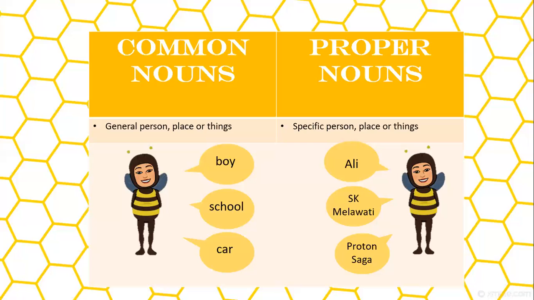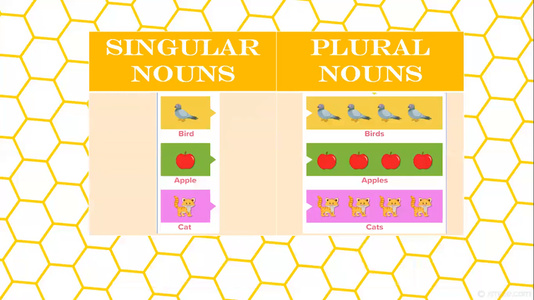Now, there are also singular nouns and plural nouns. Plural and singular nouns are mostly for common nouns. Proper nouns, for example Ali, we don't have Alis. Usually we have boy and boys. Let's look at the examples. Bird, when it's plural, it becomes birds. We put S to it.